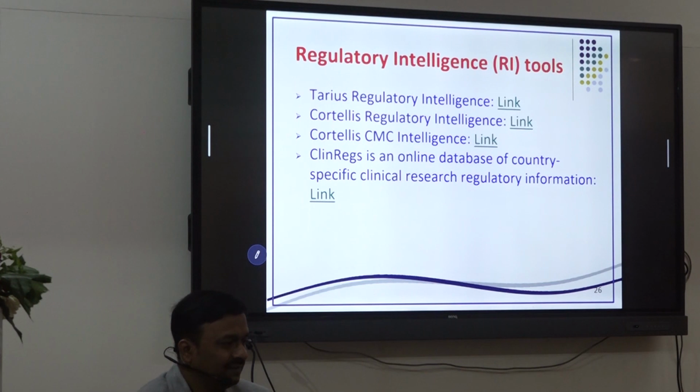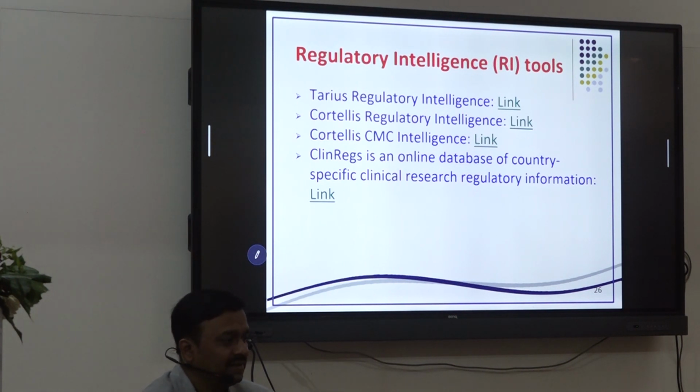Then CleanReg, which is an online database that provides country-specific clinical research regulatory information. So these are the databases which are available online. Some are free, some are subscription-based products where you are able to get the information and update yourself on the current regulatory requirements for all the countries across the globe.